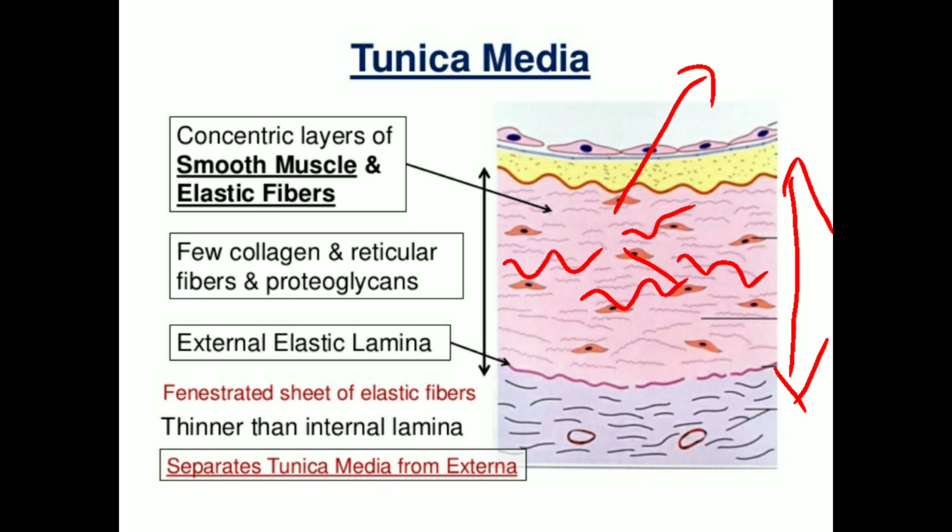And on the outside, the tunica media is separated from the tunica adventitia by a lamina. That is called the external elastic lamina. So remember, what do you see in the tunica media? The tunica media consists of smooth muscle and elastic fibers. Smooth muscle and elastic fibers are present in the tunica media.